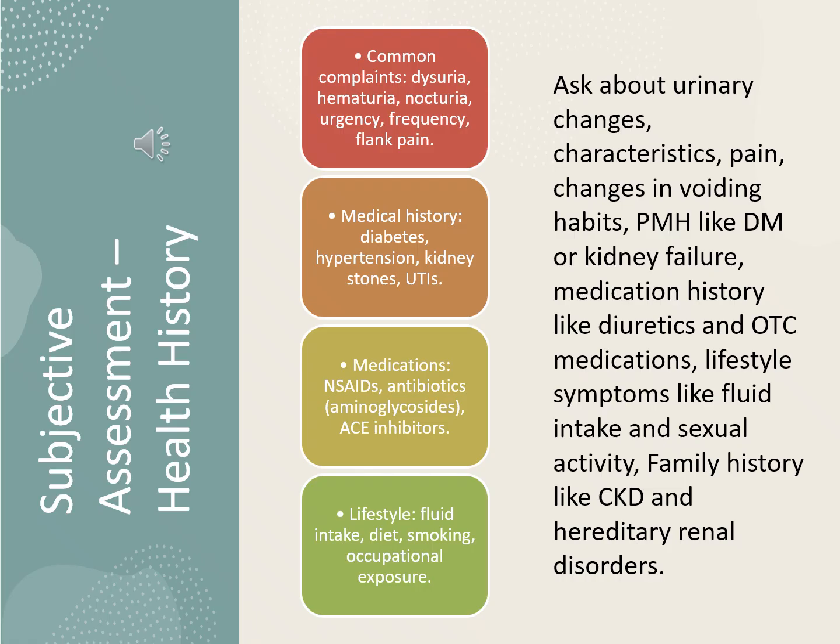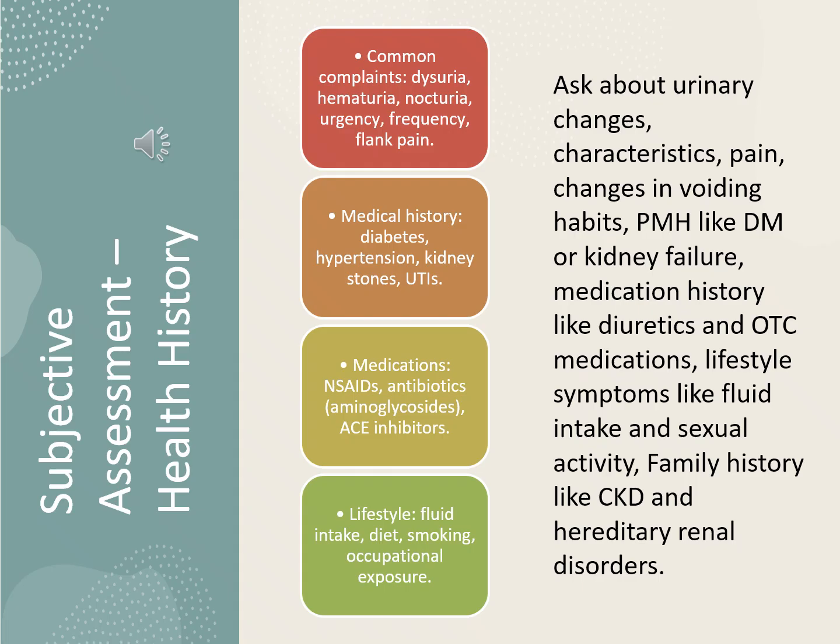Changes in voiding habits. So do they have any increase in urinary frequency or decrease in urinary habits like urinary retention? We want to get a past medical history. So ask them if they have any history of kidney failure, urinary retention, BPH, diabetes, anything that could affect the urinary system. Making sure that we get a good medication history. We need to know if they're on any medications like diuretics that could increase urinary output, any over-the-counter medications or herbal supplements that may change their urinary output.